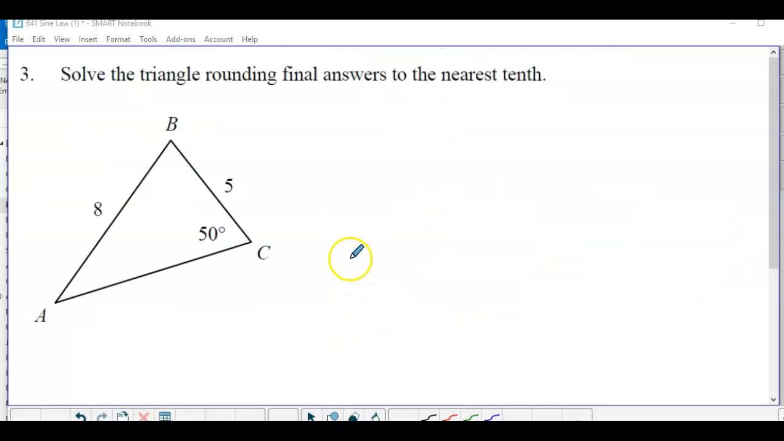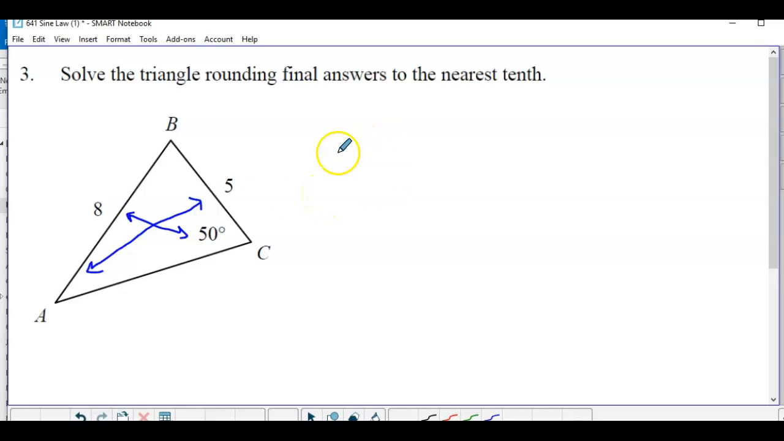Okay, next one, solve the triangle, rounding final answers to the nearest tenth. So I just talked about that in the last question. To solve a triangle, remember, means to find all the sides and all the angles. So right now we have two sides and an angle, and so again I like to match up. So I've got a pair there, which means I can find this angle A using the sine law in the first step.